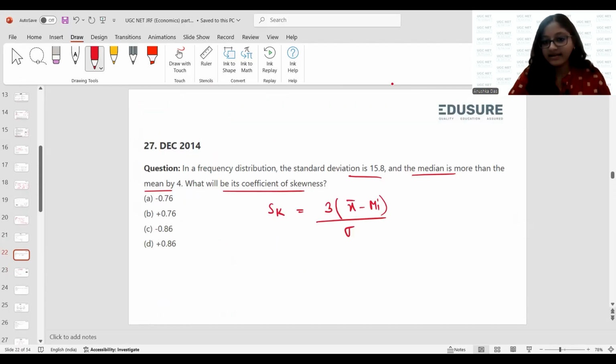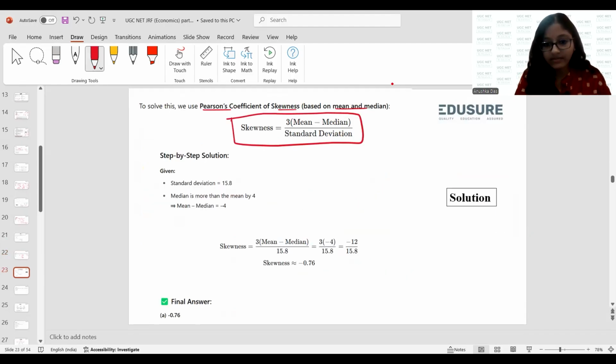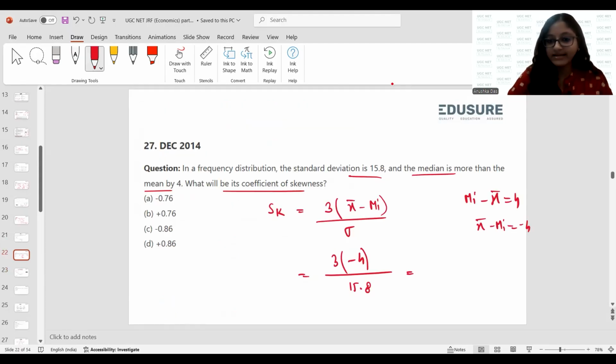Now here see, the standard deviation is given to you as 15.8, and 3 into now median is more than mean. Median is more than mean by 4. So what will be mean minus median? If you write mean minus median, it will be minus. So this is minus 4 into this. Now if you calculate, let me see here the calculation. Minus 12 upon this will come out to minus 0.76. You can do this simple calculation, minus 0.76. A will be the right answer. So this is basically Pearson's first measure of skewness. There is another measure of skewness, which is the second measure.